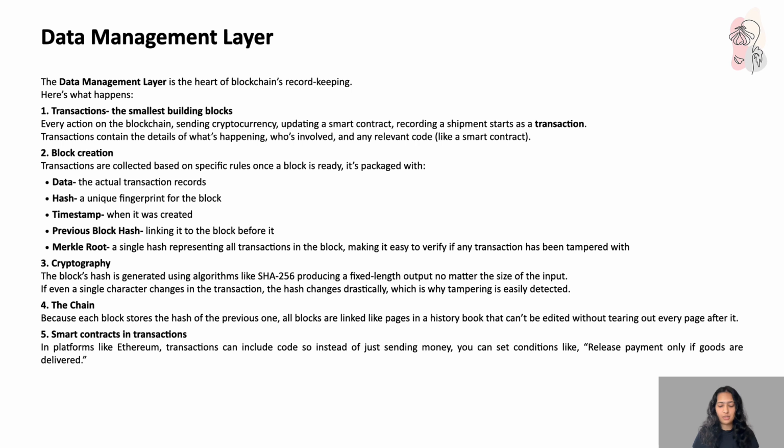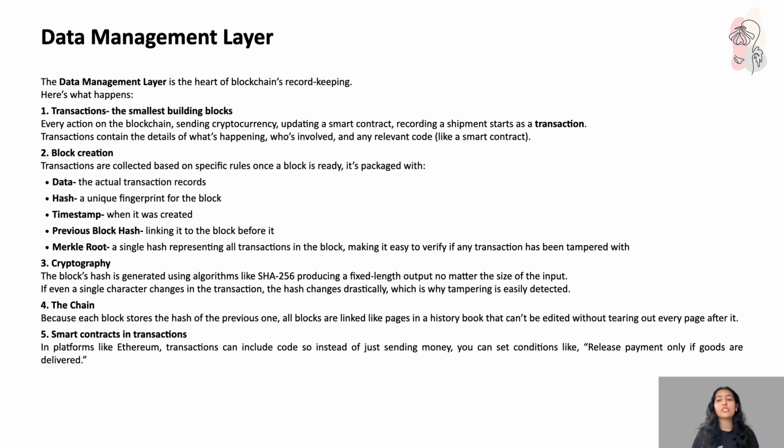Here's what happens. We have transactions. Transactions are the smallest building blocks. Consider every action that we do in the blockchain, whether it be sending cryptocurrency, updating a smart contract, or recording a shipment in supply chain management, it starts as a transaction. A transaction contains all the details of what's happening, who's involved, and any relevant code. Then let's come to block creation.